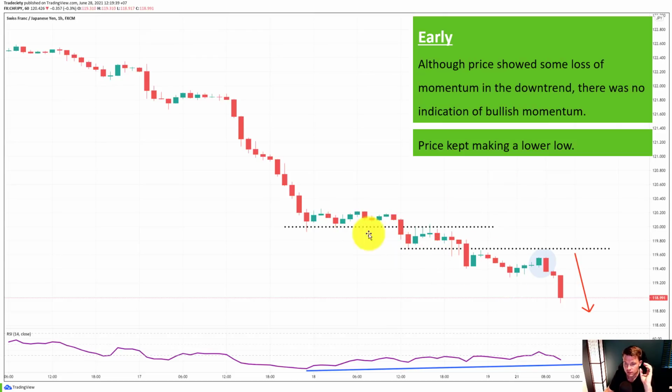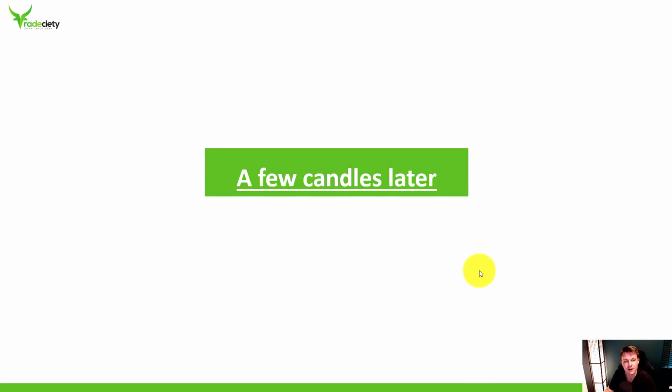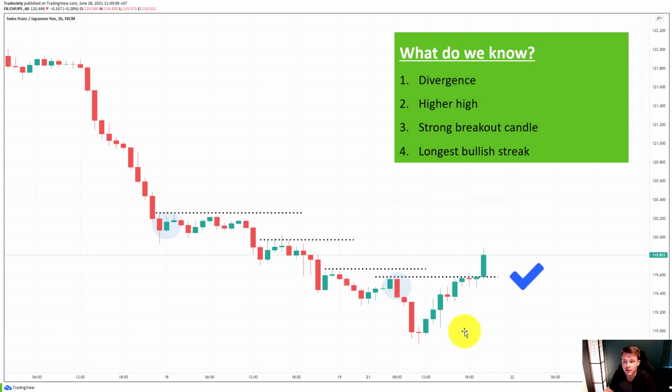However, the trend structure at no point was broken, so the market kept making lower lows and lower highs. And an indicator divergence just tells you that the trend is slowing down. It doesn't mean that the market is going to reverse. It just means that the trend that you see on your charts is slowing down. So let's fast forward, and now what do we have now?